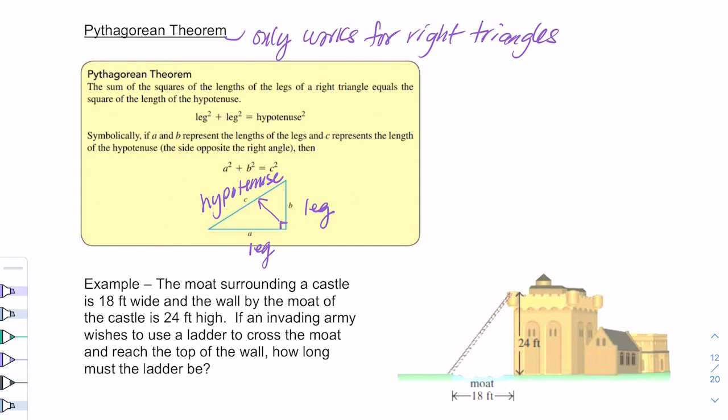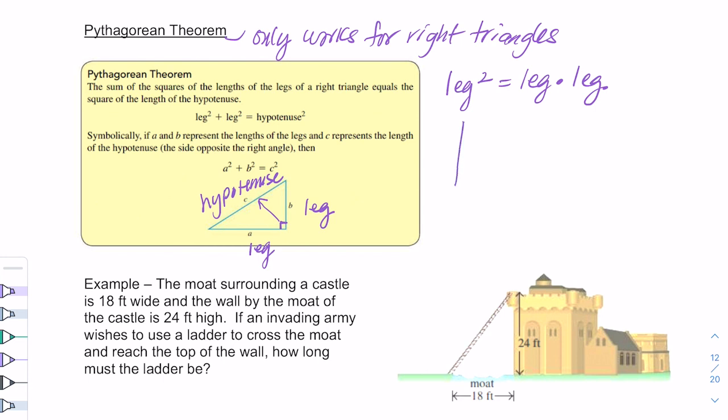So Pythagoras found that if you take one leg and you square it, and remember, when you square something, it means you just multiply it by itself, so leg squared is just leg times leg, so 3 squared would be 3 times 3. He found that if you take the square of one leg plus the square of the other leg, it's going to equal the hypotenuse squared.